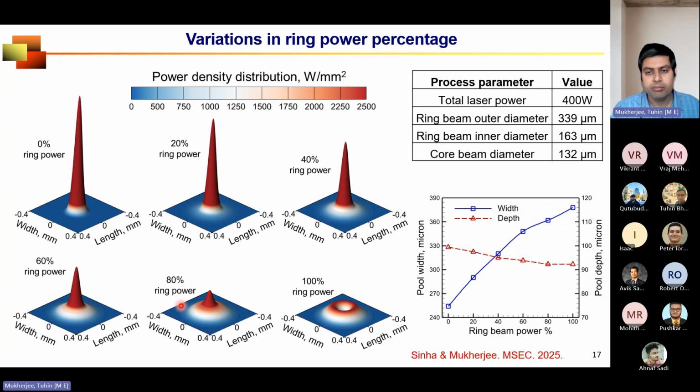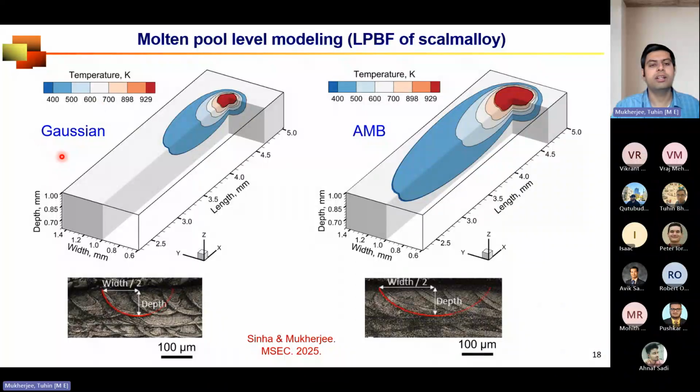And what is the effect of that? You see, this is pure Gaussian and this is AMB with 80% power in the ring beam. You will see that the molten pool or the fusion zone, both experimentally and numerically, are quite different. And when you have this type of significant difference without changing the power, the material, or the scanning speed, you have complete control over the molten pool and fusion zone geometry and the temperature field. So when we understand the science behind this, we can leverage it to control the microstructure.